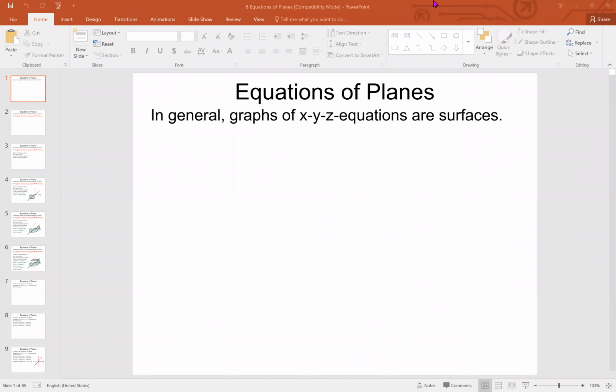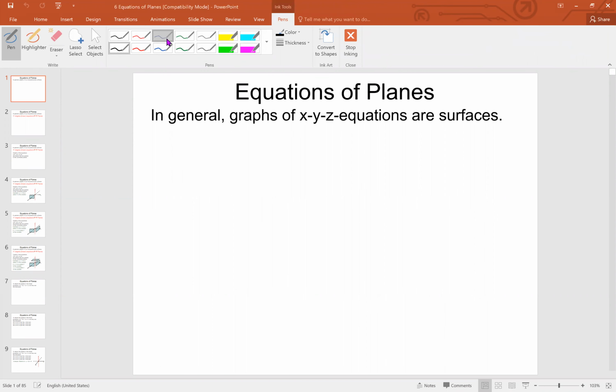Hello, everybody. This is Professor Ma, and this is the introduction to the sections on equations of planes. Two items are important for these sections. I want to bring them back.